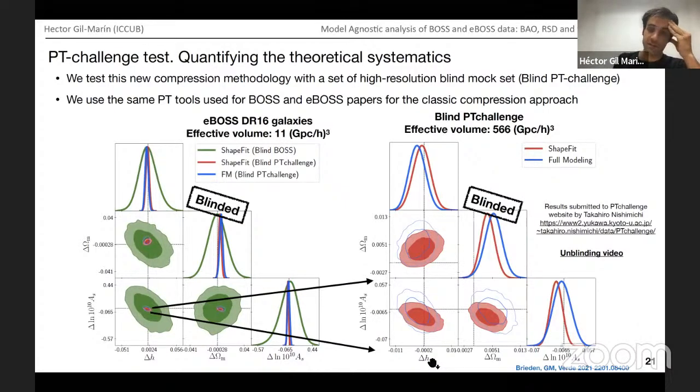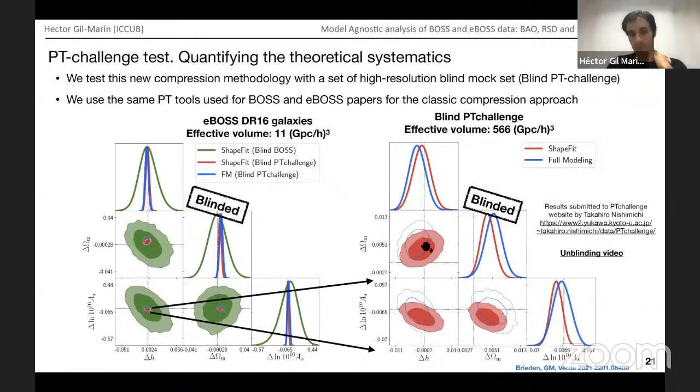So we ran our ShapeFit analysis on these models, and then we submitted our results to Takahiro, and well, essentially we got it quite well. Here I'm just presenting the results in terms of the effective volume of this blind challenge, which is very, very large. It's much larger than the typical volume of surveys. And you see here the actual deviation with respect to the true values, which I'm not showing because it's still a blind challenge. So I'm just showing deviations with respect to the true values, which are shown in these vertical and horizontal lines. You see how the results from the ShapeFit are very close to each other, and they are also very similar to those coming from the actual full modeling.